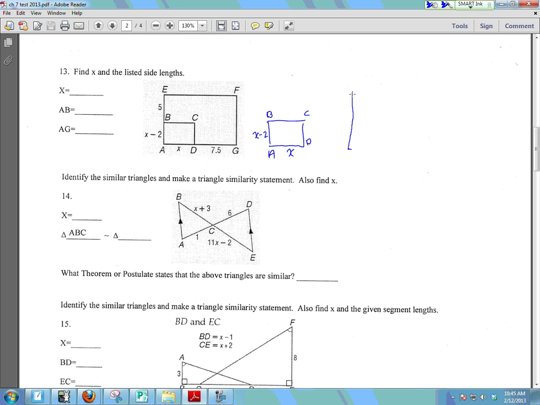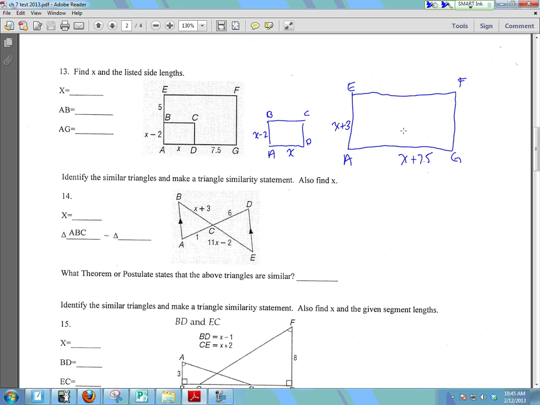I'm going to redraw the big picture, the big rectangle. So that's E, F, G, and then A. So if I look at A to E, well, that's the sum of that distance and that distance. Well, that's x minus 2 plus 5, which is going to be x plus 3. And the bottom is going to be x plus 7.5.